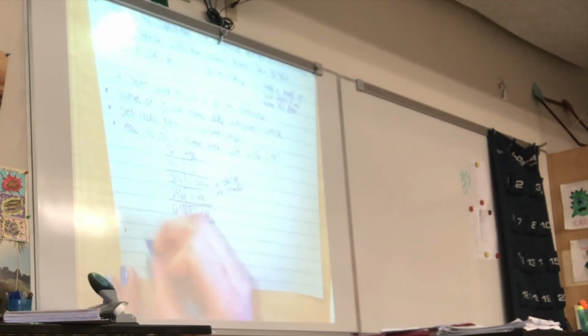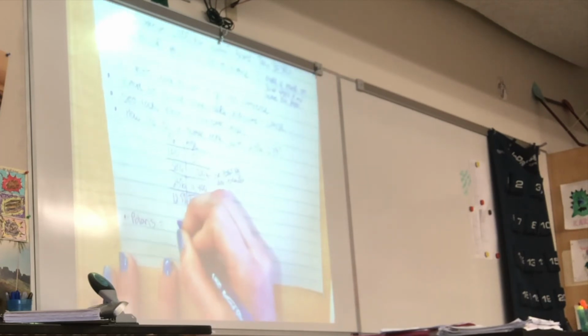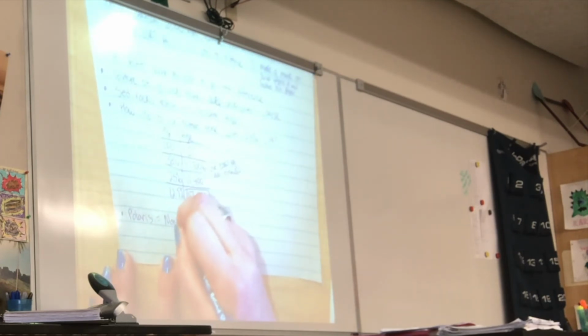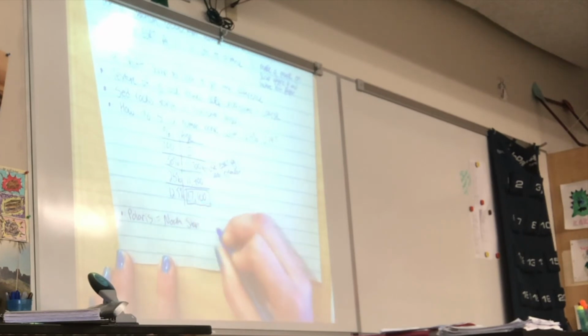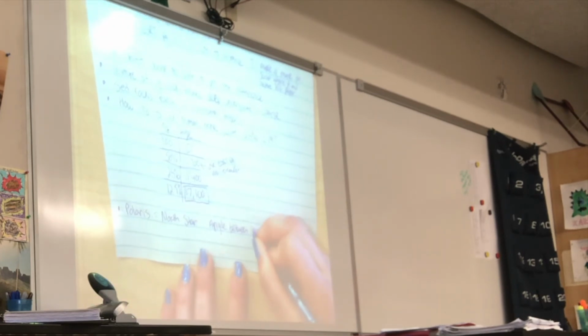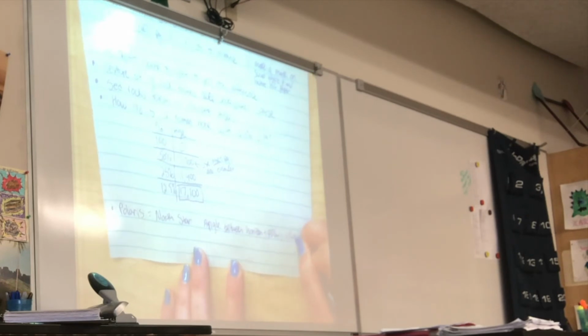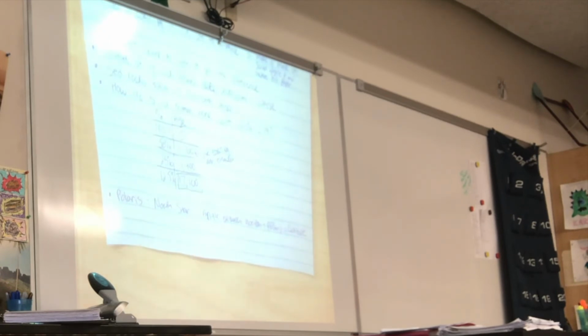Polaris is a fancy word for the North Star. The angle between the horizon and Polaris equals your latitude. It only works north of the equator, though, because the Earth is round and it blocks out the North Star from the southern hemisphere. So it's only in the northern hemisphere.